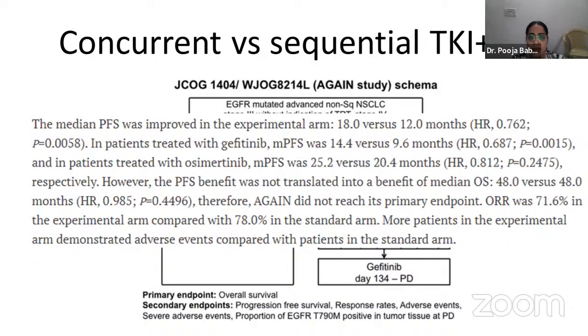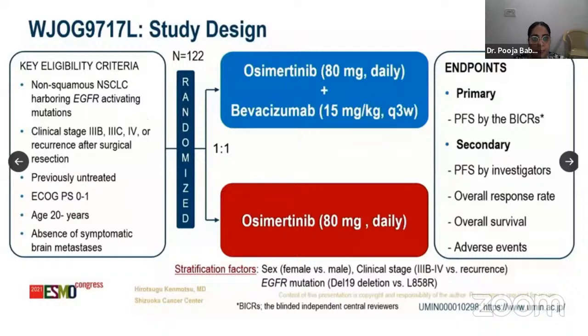And definitely the median progression-free survival was improved when we did a sequential gefitinib followed by chemo, followed by gefitinib, that is 18 months versus 12 months. But again, this did not translate into an OS benefit, and moreover, more studies would be required to make this a standard therapy. Again, newer and newer combination therapies are emerging.